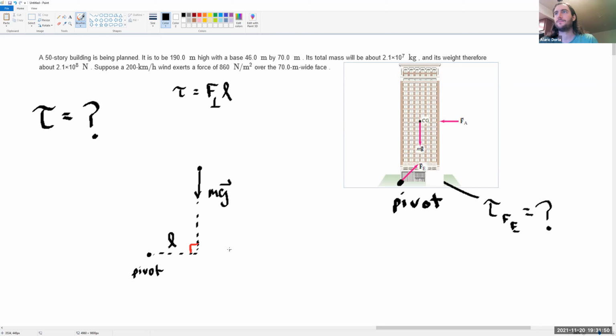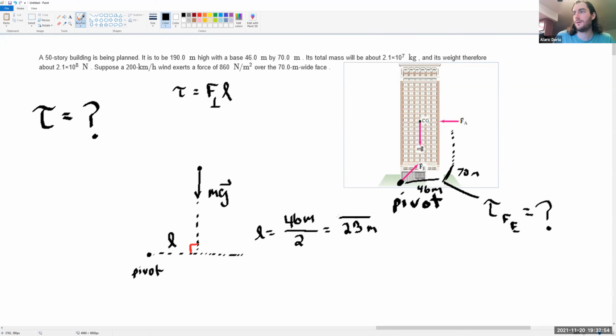Well, you have to go back and read the problem, right? So it says that the wind is acting on the side, which is 70 meters wide. So this side over here in the back is 70 meters. That means that this side right here in the front is 46 meters. And since the gravitational force acts at the midpoint, or rather the center of gravity, which we're going to assume in this problem is right in the middle, as they've drawn it here, that L is going to be exactly half of that 46 meters. So L is 46 meters over 2. What's 46 over 2? That's 23 meters there for the lever arm.